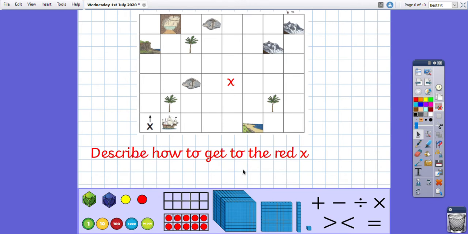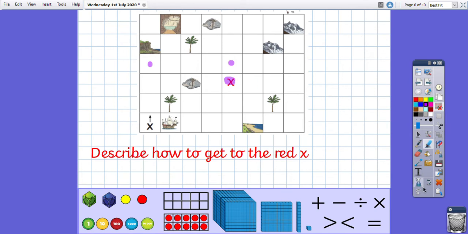Describe how to get to the red cross. So, you need to start here. Okay, and what direction are you moving? And how many squares? How do you turn when you get to this square? Which direction do you travel? You could either go to here or to here. I'm going to do the easiest route to here. How do I turn to get to here? That is your challenge for today.